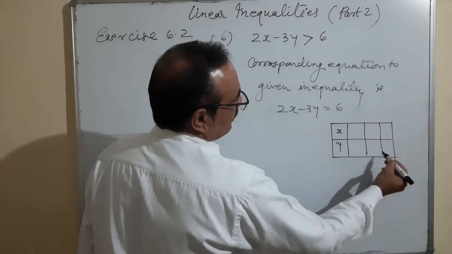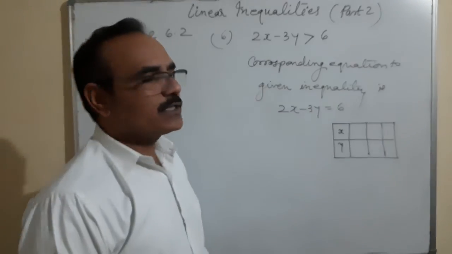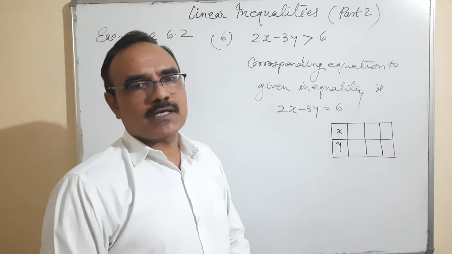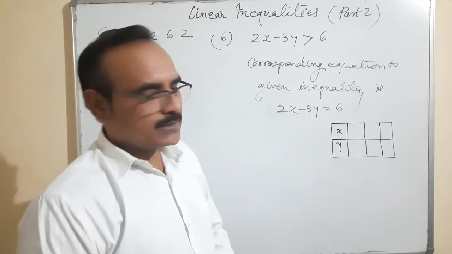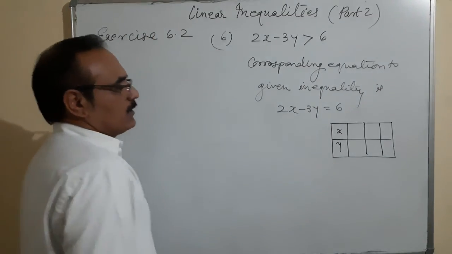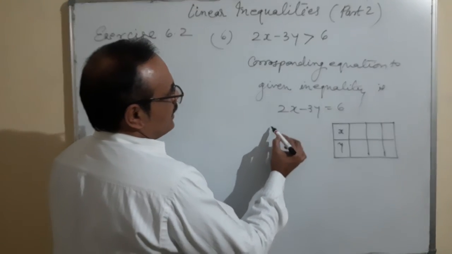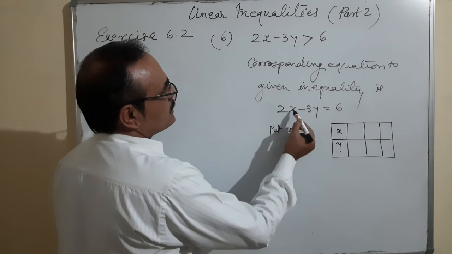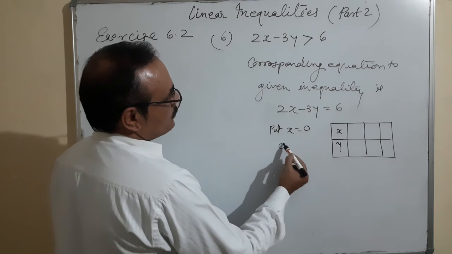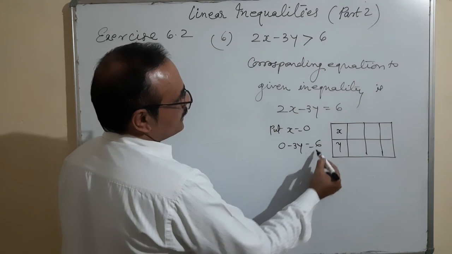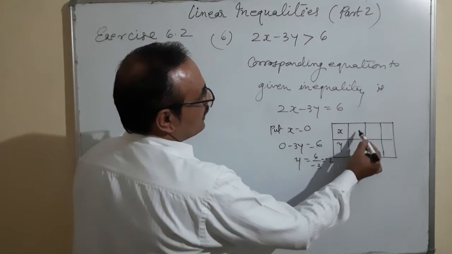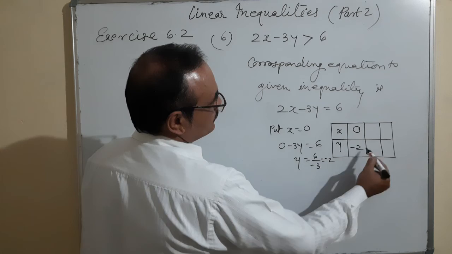If you're finding 3 solutions, that means there's no chance of making a mistake. You will see that all 3 points are coming on a straight line. So that is your answer is absolutely okay. So first I'm going to put x is equal to 0. When I put x is equal to 0, so 0 minus 3y is equal to 6. Y is equal to 6 upon minus 3, that is minus 2. X 0, y minus 2.